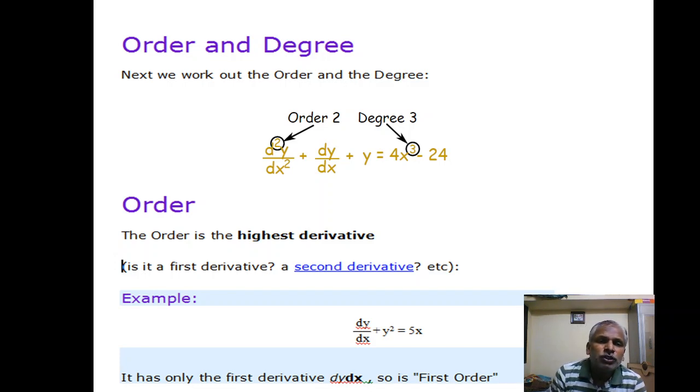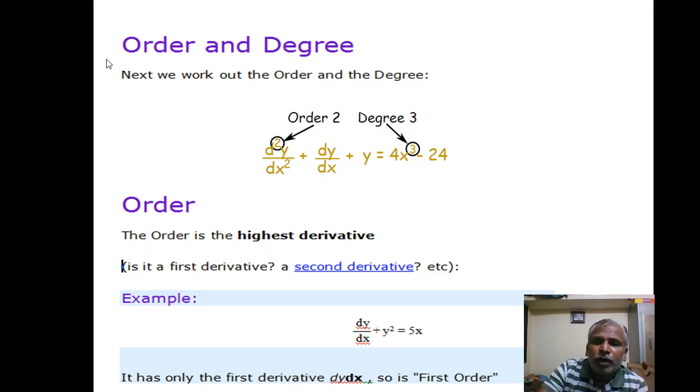Now we are going to see the order and degree of a differential equation. The order of the differential equation is defined as the order of the highest derivative, whether the first derivative or second derivative. The order of the highest order derivative term in the equation is called the order of the differential equation.